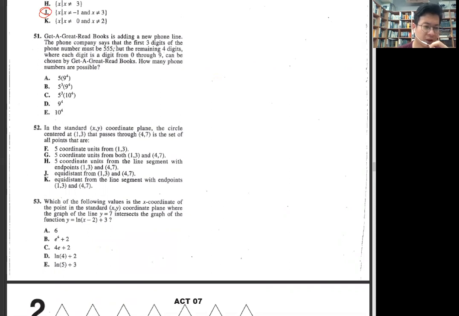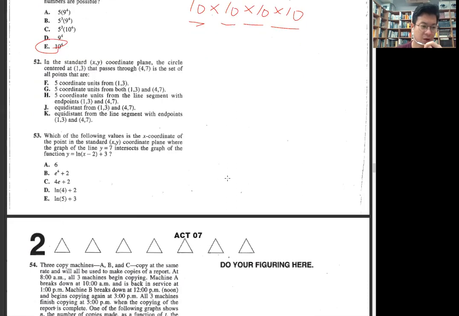The Great Reads bookstore is adding a phone line. The phone company says the first 3 digits of the phone number must be 555, but the remaining 4 digits can each be any digit from 0 to 9. How many phone numbers are possible? So we have 4 digits, and how many choices for each? 0 to 9 is 10. We can repeat digits too, so 10 times 10 times 10 times 10, 10 to the 4th.